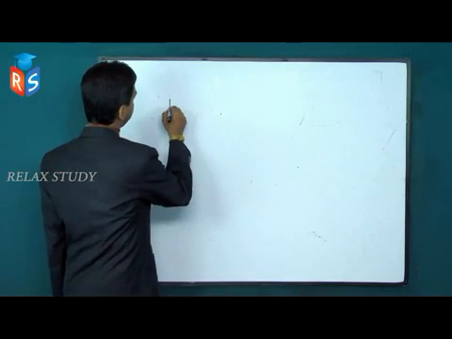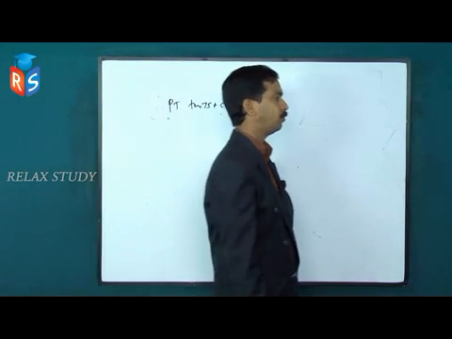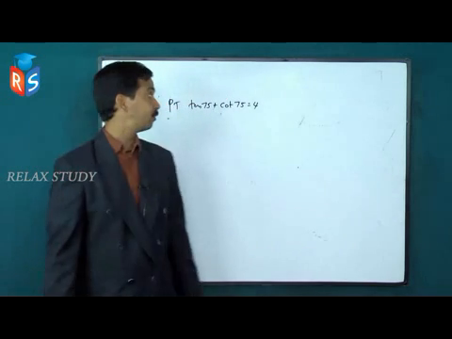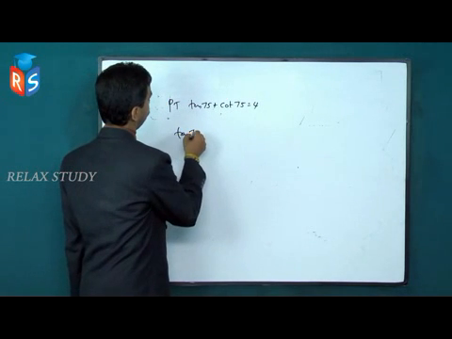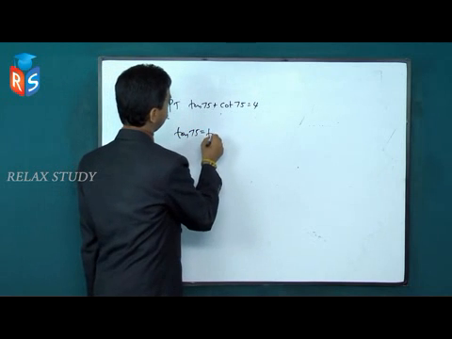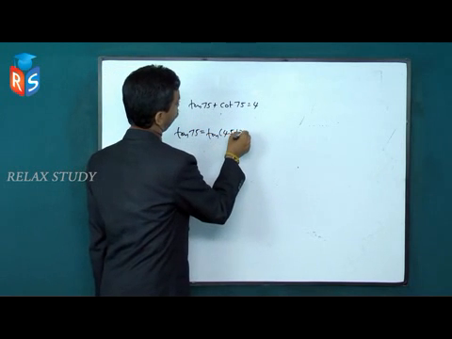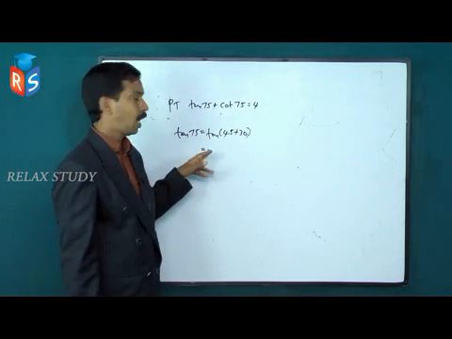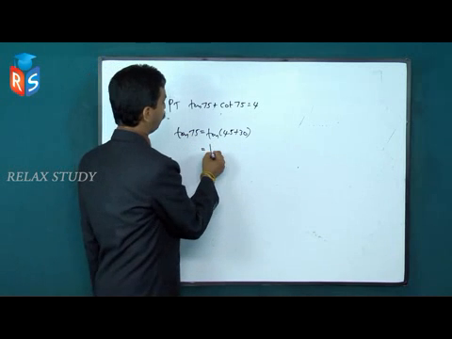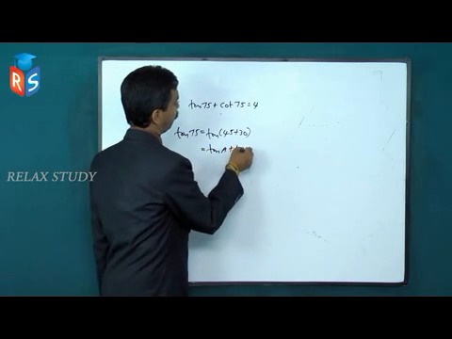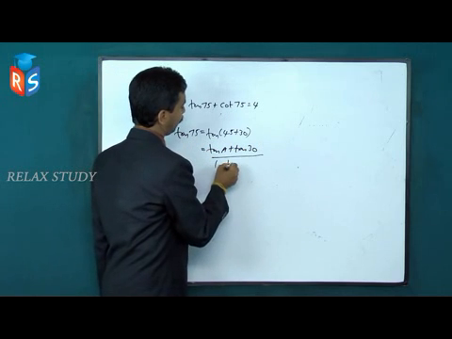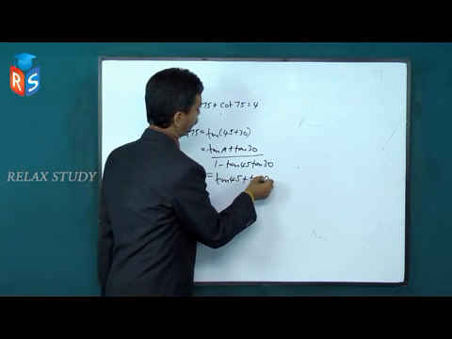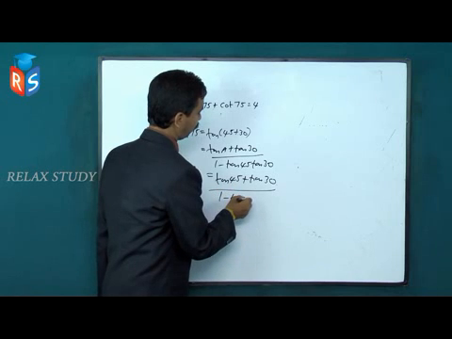Next, prove that tan 75 plus cot 75 equals 4. You have to find the values of tan 75 and cot 75 separately. Tan 75 equals tan of 45 plus 30. Here also apply the formula for tan A plus B. Tan A plus B equals tan A plus tan B by 1 minus tan A tan B, equals tan 45 plus tan 30 divided by 1 minus tan 45 tan 30.